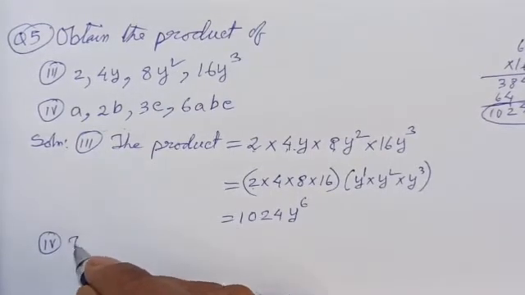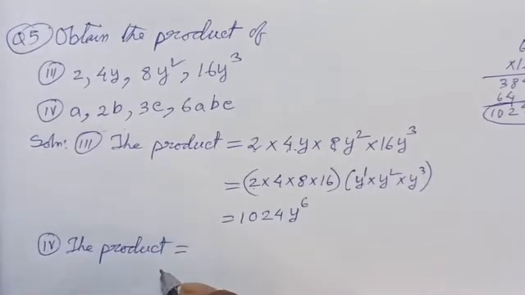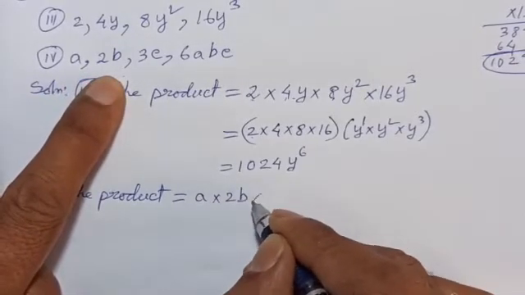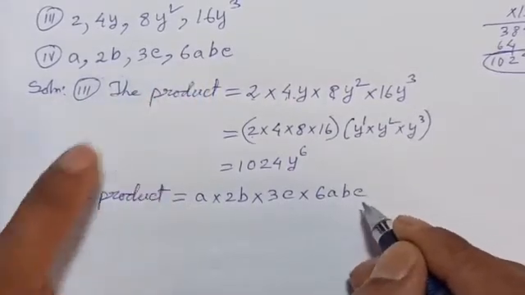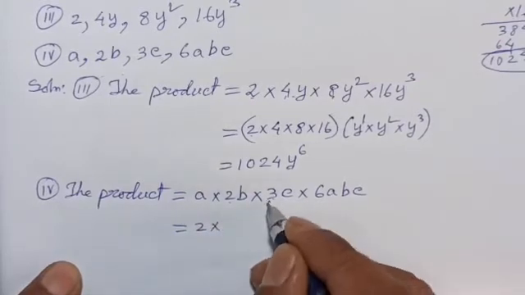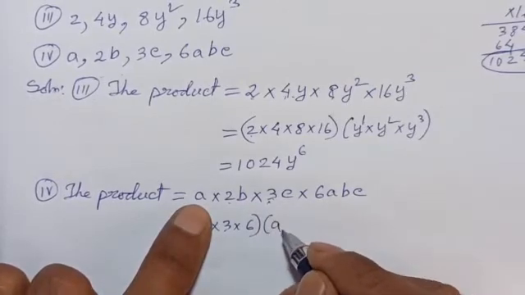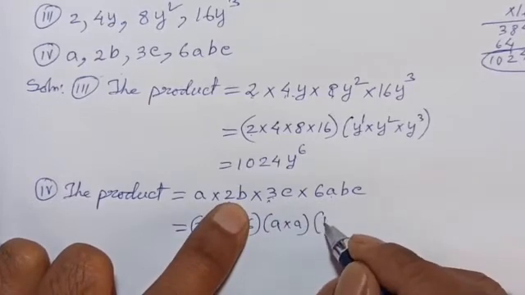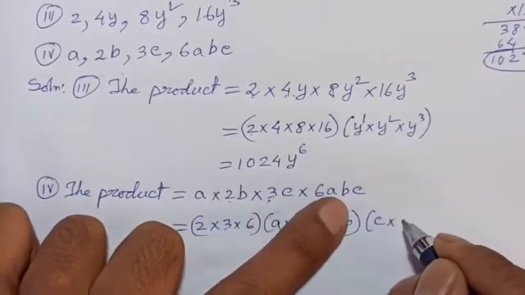The product is equal to A into 2B into 3C into 6ABC. Now first let us multiply 2 into 3 into 6. Next we have to multiply A, here another A, into A. Next is B, into here another B. Next is C, C into C.